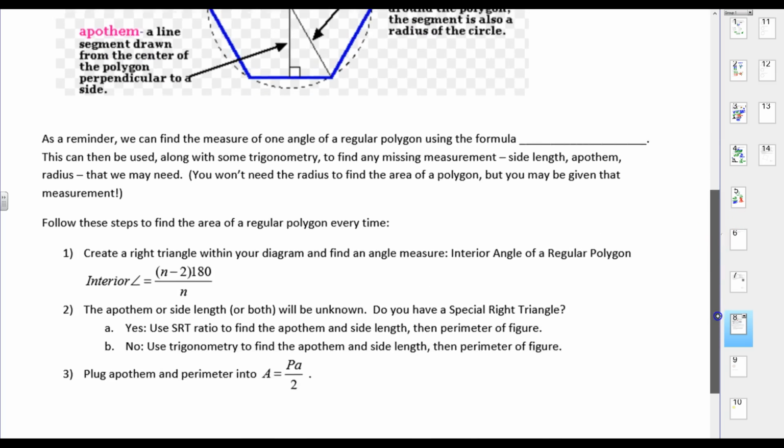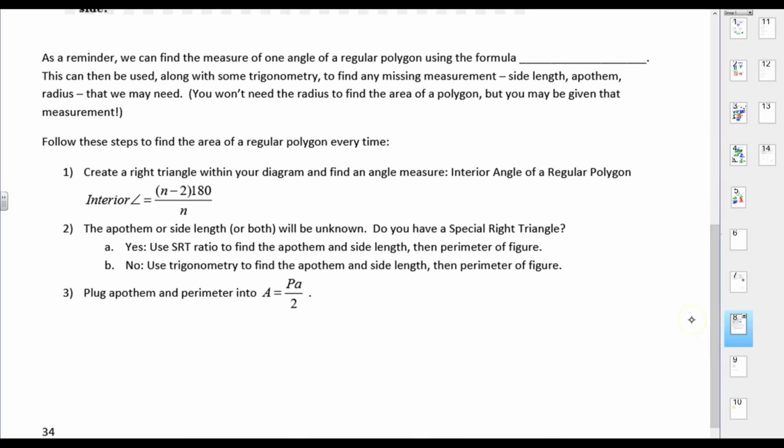And as a reminder, we can find the angle measure of one regular polygon using the formula (n minus 2) times 180 divided by n. This can be used along with trigonometry to find any missing measurement, a side length, apothem, radius that we may need. You don't actually need a radius to find the area of a polygon, but if you're given that measurement, you can use the radius then to find your side lengths and your apothems.